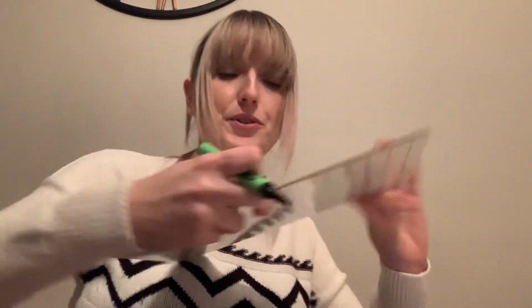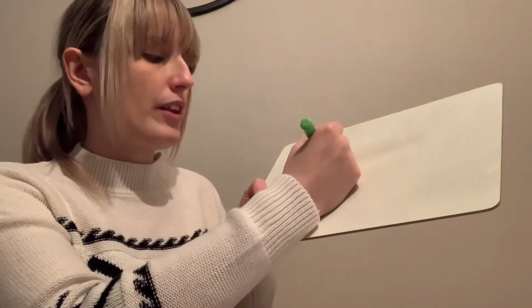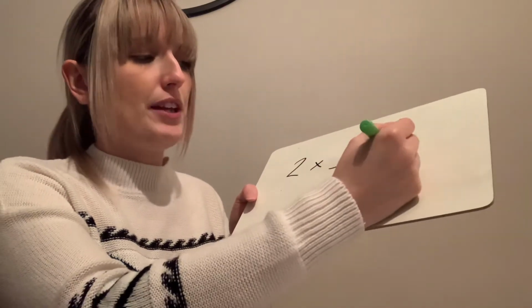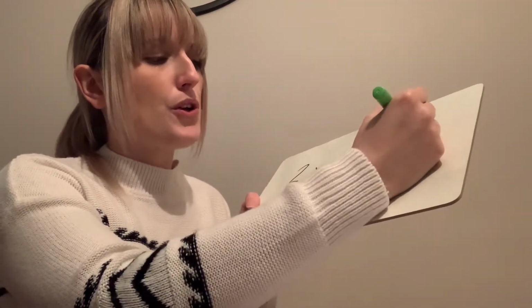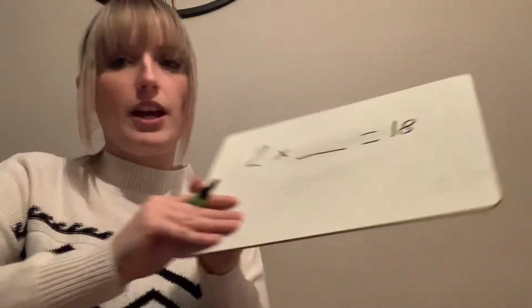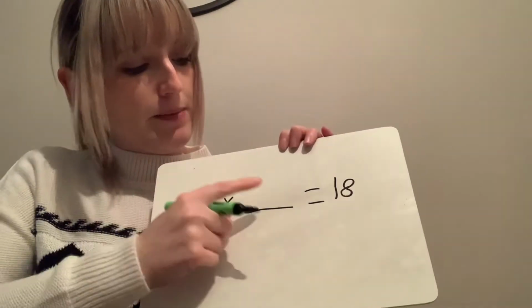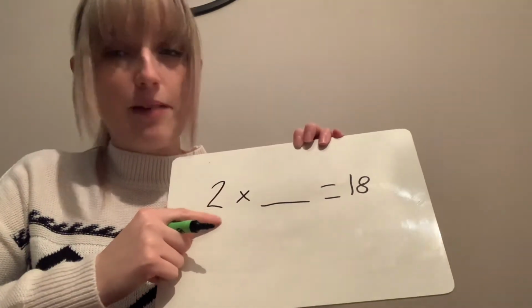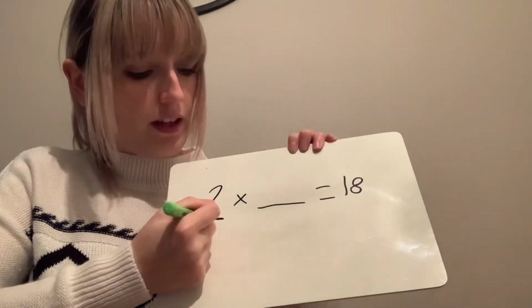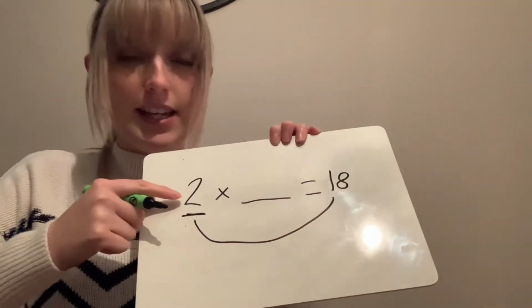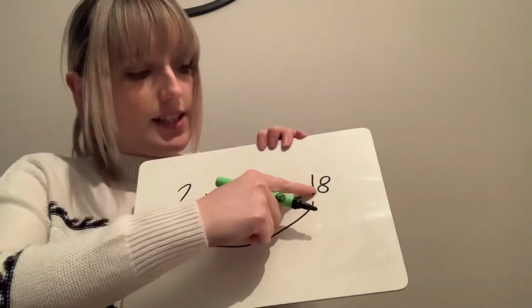Okay, so some other questions you've got in your booklet are some missing number questions. Now, let's have a little look. So I've got 2 times by something equals 18. Okay, that's the first question on number 2. So to find this missing number, we need to see how many times we can count in 2 until we get to 18. So we've seen how many times 2 fits into 18.